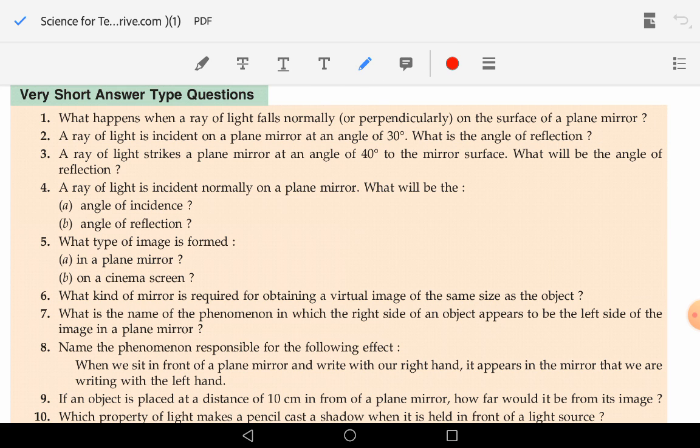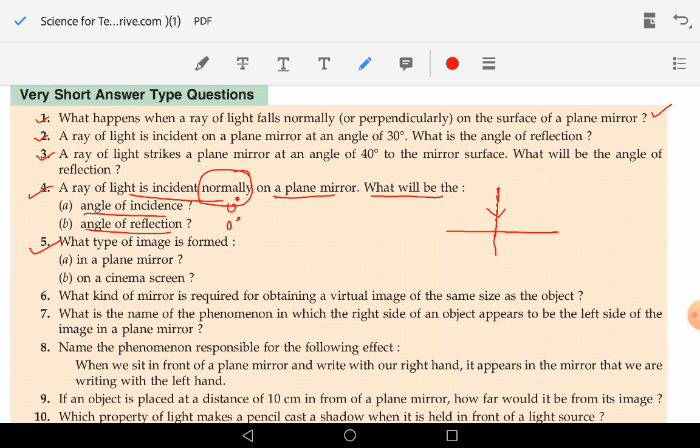Now moving on to question number 4. Now a ray of light is incident again normally on a plane mirror. What will be the angle of incidence and angle of reflection? So it is exactly like the first one, right? So this is the normal and the incident ray is also normal. So the angle of incidence becomes 0 degree, and according to the first law of reflection, angle of reflection also becomes 0 degrees.